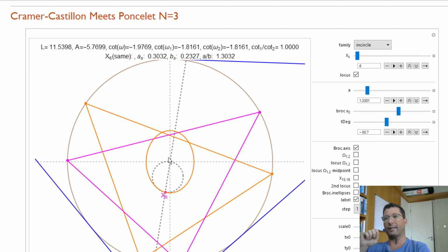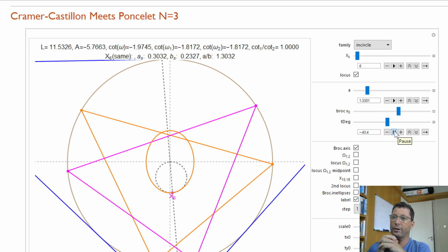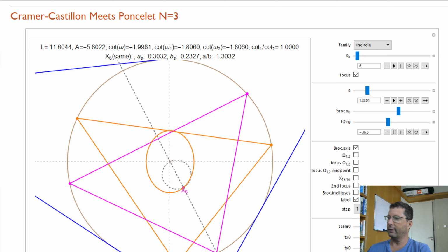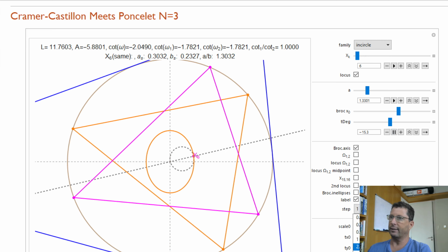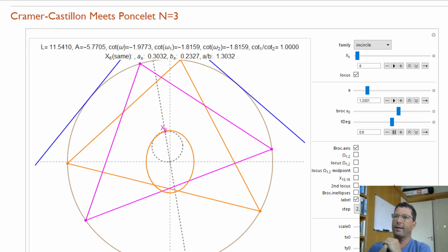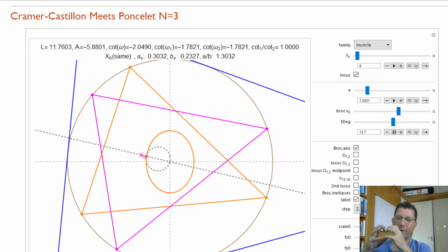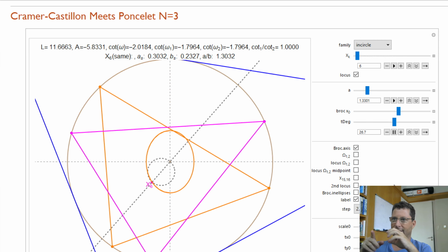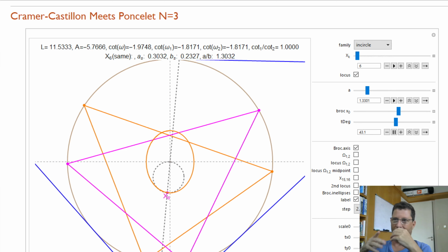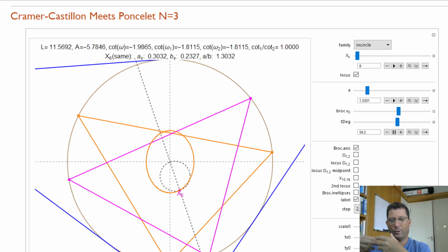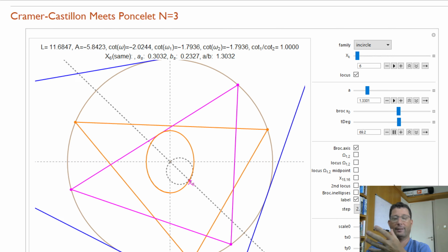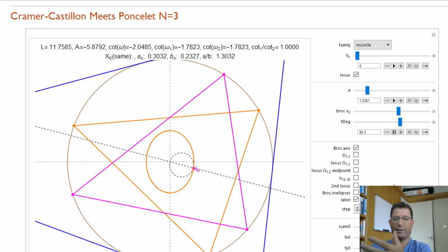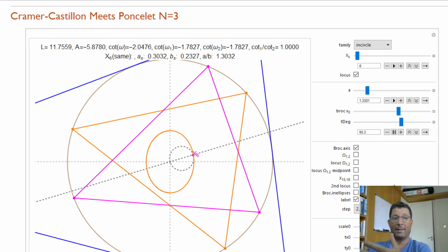How about the Brocard axis? The Brocard axis connects x6 to the circumcenter x3. So the Brocard axis of these two Cramer-Castillon triangles is going to be shared. As you can see here, and let me make this go a little faster by decreasing the sampling. You can see here that the radius of the circle cannot remain constant since the distance from x6 to the center of the system is varying. X6 is riding on an ellipse, so the radius of the circle is going to vary. But the cool thing is that both of these triangles share the same Brocard circle.